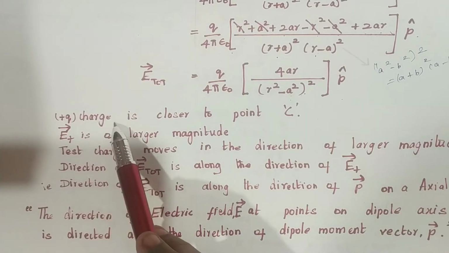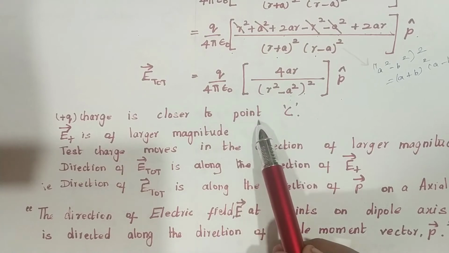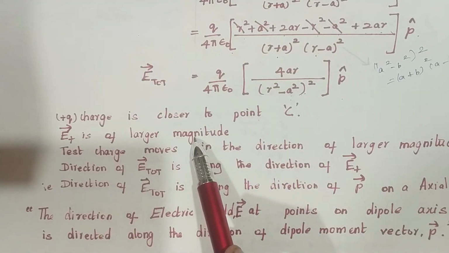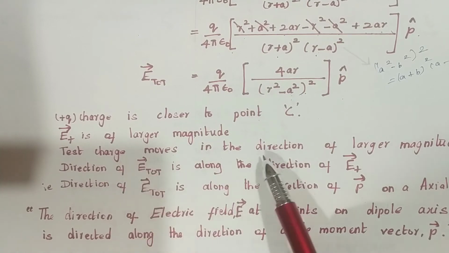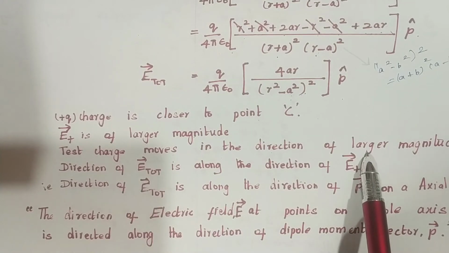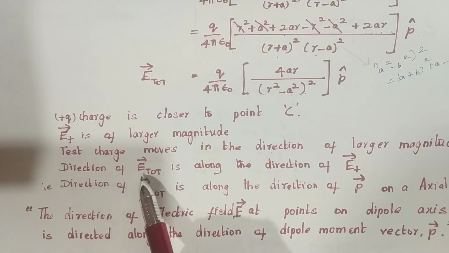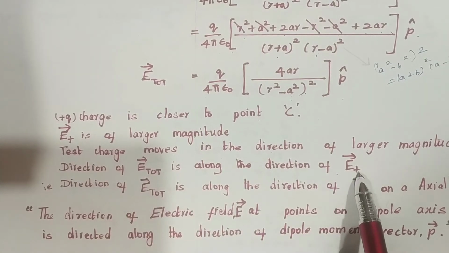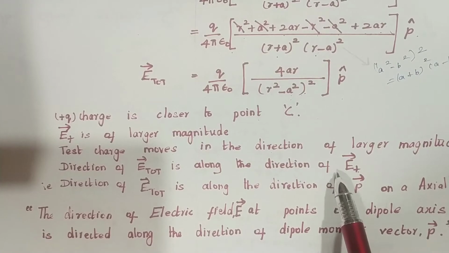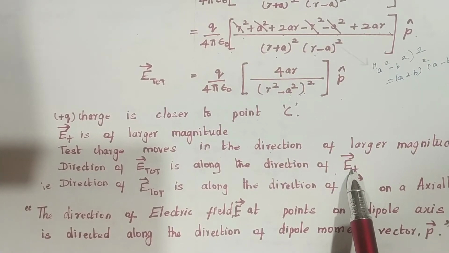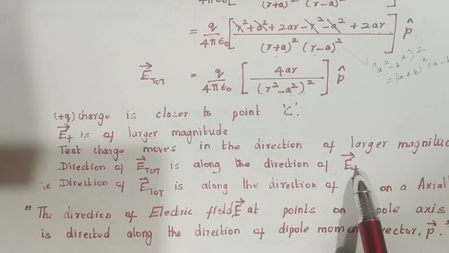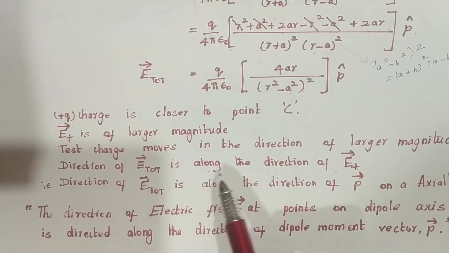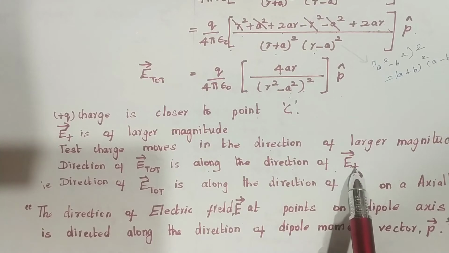இப்போ plus Q charge is closer to the point C, and so E plus vector is of larger magnitude. The test charge moves in the direction of larger magnitude, and the direction of E total vector is along the direction of E plus vector. இப்போ நம்மளுடைய E total vector வந்து ஒரு பாசிட்டிவ் டைரக்ஷனில் தான் வந்திருக்கு. அப்போ இது என்ன மீன் பண்ணுது? Direction of E total is along the direction of E plus vector.